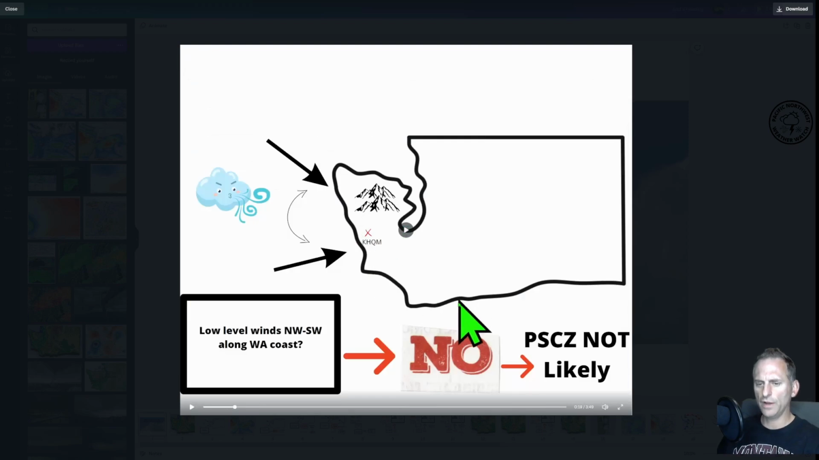Now let's go ahead and check out what we need to get those conditions. You can see low-level winds have to be within northwest to southwest along the Washington coast. If not, of course, you're not going to get a Puget Sound Convergence Zone. This is kind of in the wake of a frontal system. We'll look at that in some detail as well. So you get this low-level flow running up against the Olympic Mountains and going around it to the north and the south. So if you're not getting that, you're not going to get that convergence zone across the central sound.